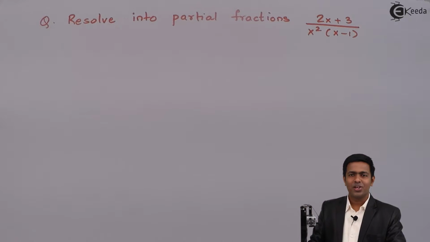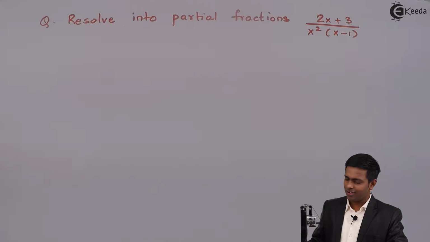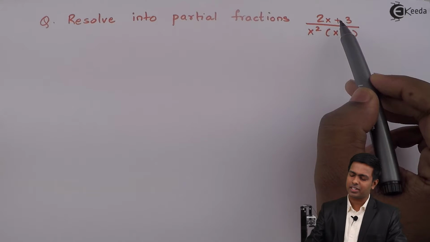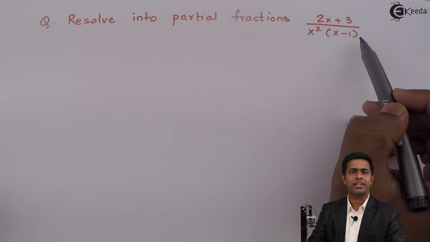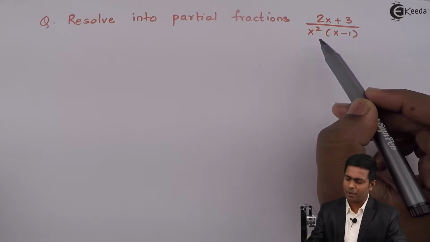Hello everyone. So here in this problem we have to find out the partial fraction for the given fraction. Now the given fraction is (2x + 3) upon x square into (x minus 1). So we will start with the partial fraction.